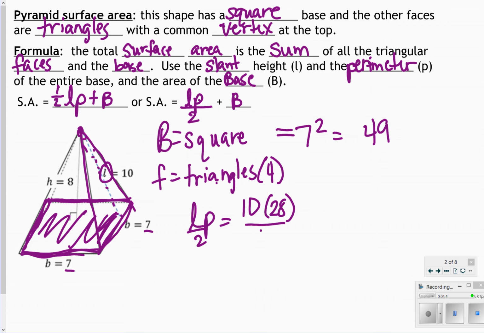And when you do that, you're going to get that it's equal to 140. Now, a different way you might think of it is, well, what if I wanted to figure out what the area of the one face is, the triangular face?